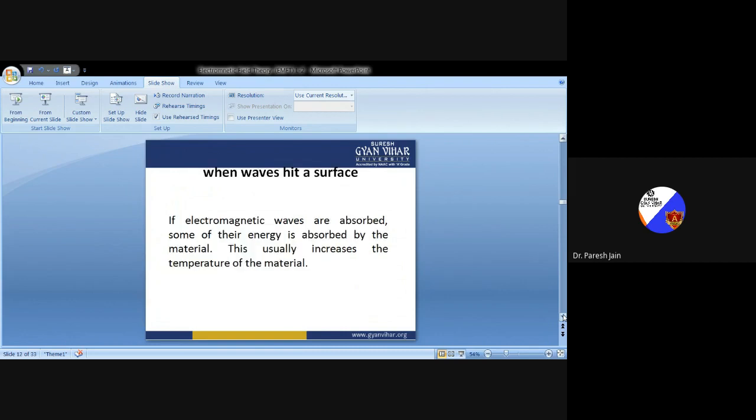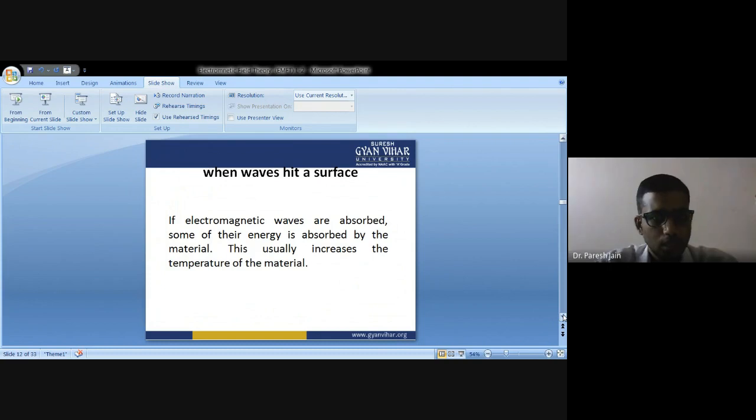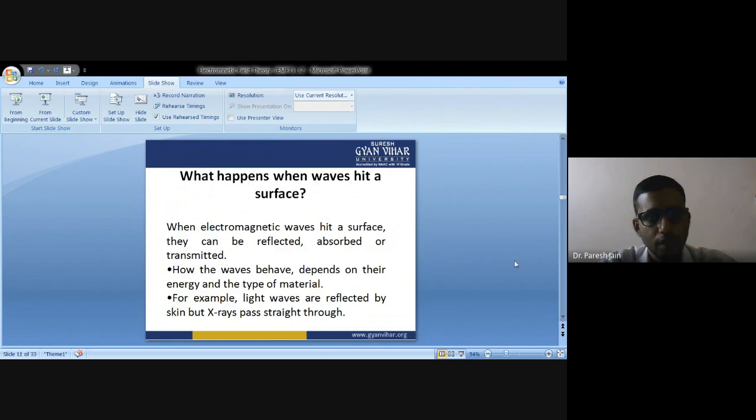When waves hit a surface, the electromagnetic waves are absorbed. Some of their energy is absorbed by the material. This usually increases the temperature of the material. So these are the three phenomena when the wave hits the surface or any body or any object. So there will be reflection, absorption, and transmission.